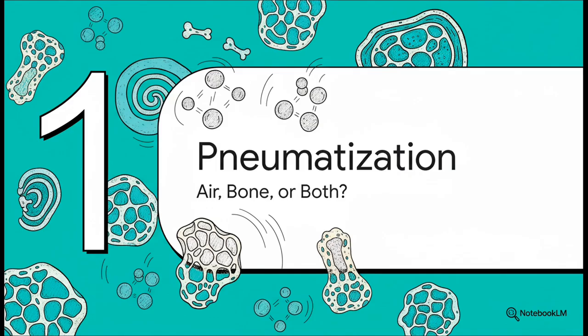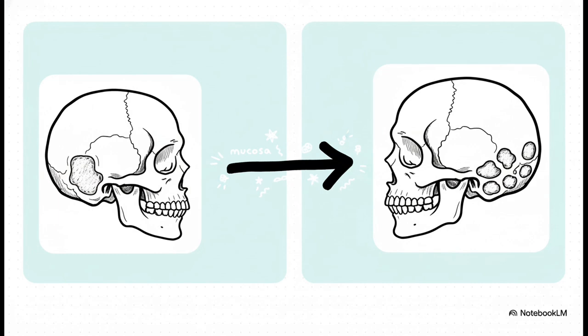How big and complex this network gets is wildly different from person to person. When we're born, this system barely exists. We start out with just one big air cell called the mastoid antrum.